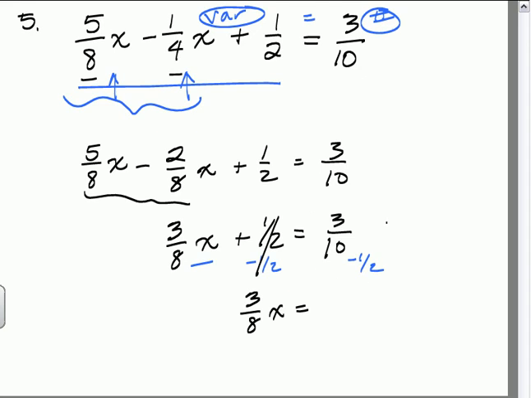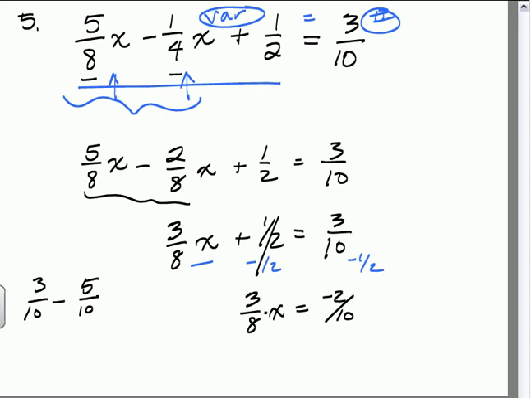And on the right, well, over on the side, scrap board, 3/10 minus 1/2. And we need a common denominator. We would get 5/10. So we would get a negative 2/10. And do you remember what we do next? Because we don't have x all by itself. X is not naked. There's that 3/8 in front.